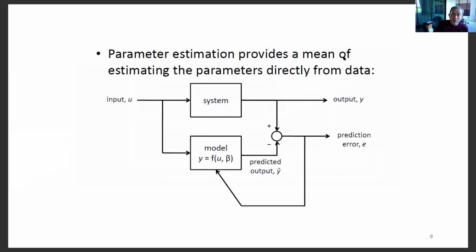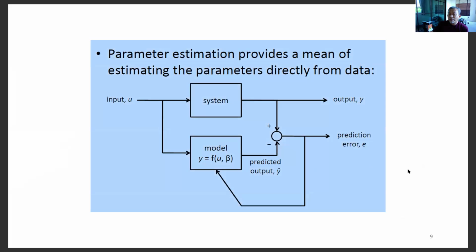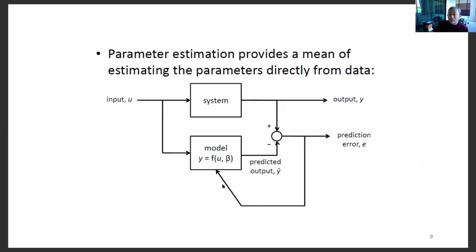So parameter estimation provides a means of estimating the parameters directly from the data. This is another block diagram, which is simpler compared to the first one. We compare the actual output and the estimated or predicted output. Then we go to the error, and the quality factor is over here, in this line. Estimation goes to this line, and it will provide the estimated output, which is a function of the input and beta, which is the error factor, or the coefficients of the system or models.